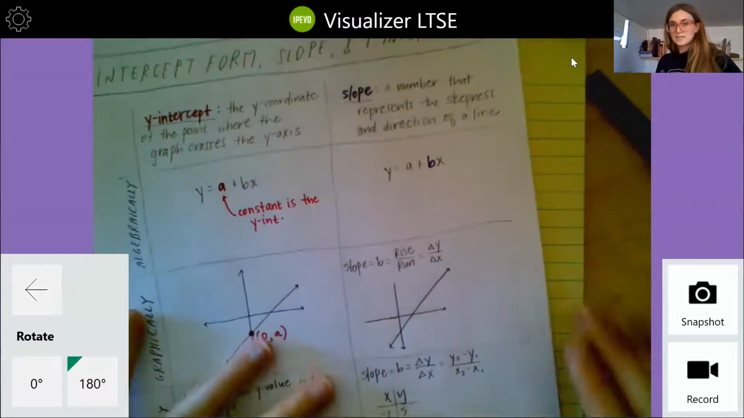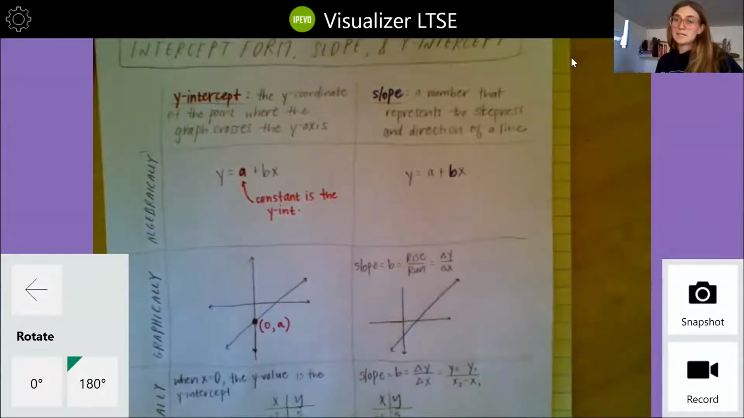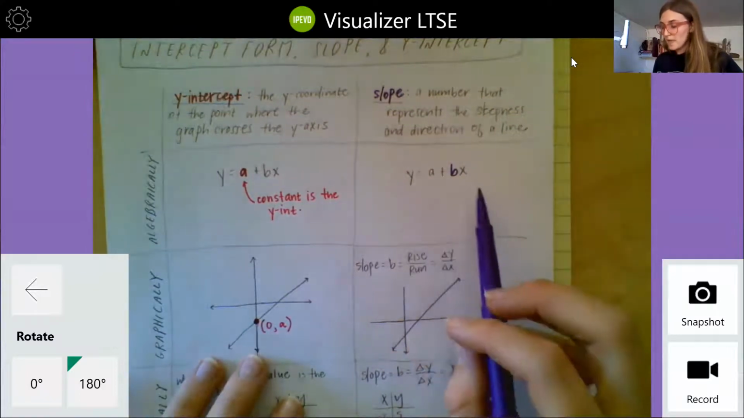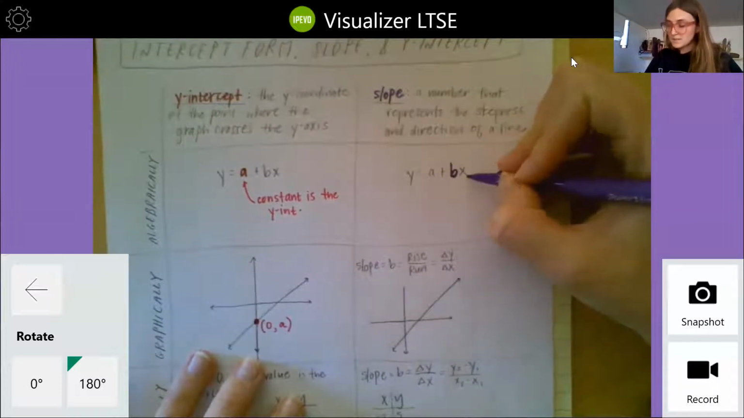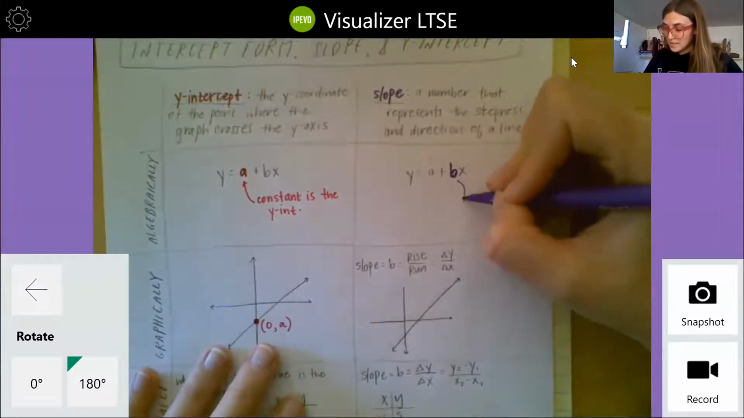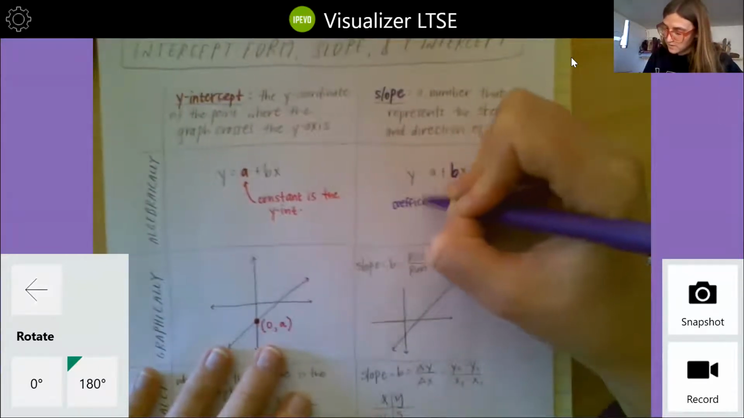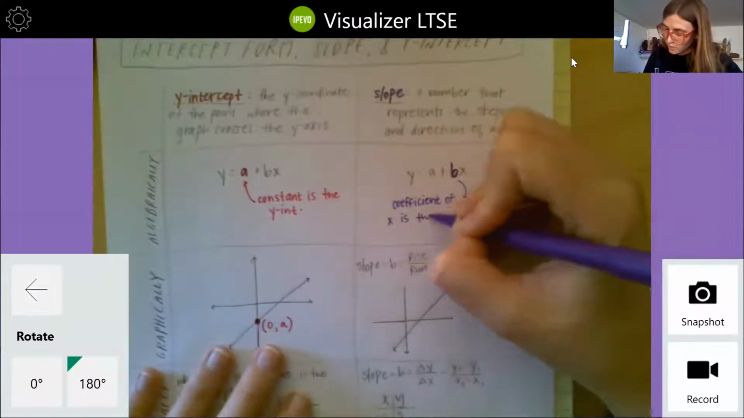All right, now let's take a look at slope. Our slope is a number that represents the steepness and direction of a line: steepness and direction. Algebraically, we look at intercept form, and b, this coefficient of x, is our slope. So the coefficient of x is the slope.